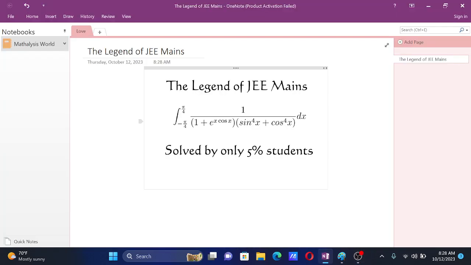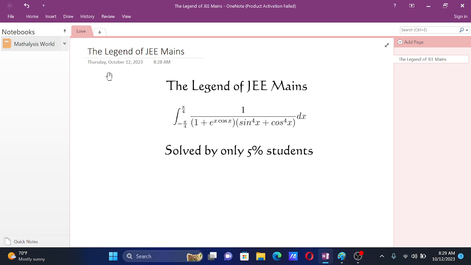Hey, today we have the Legend of JEE Mains. We have this integral from negative pi by 4 to pi by 4, 1 over 1 plus e to the power x cos x times sin to the power 4x plus cos to the power 4x dx. This integral is especially tricky because we have to use the King's rule over here at first, and then we will use some beta gamma functions or use substitution.